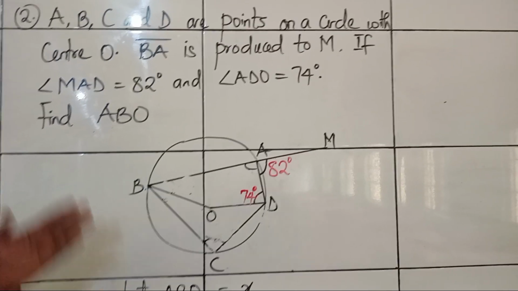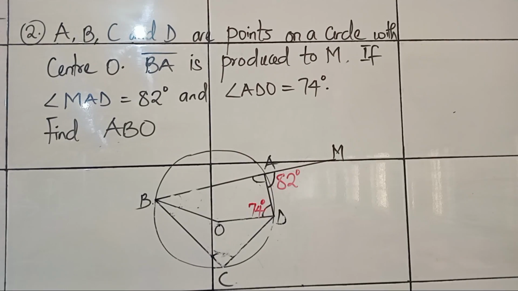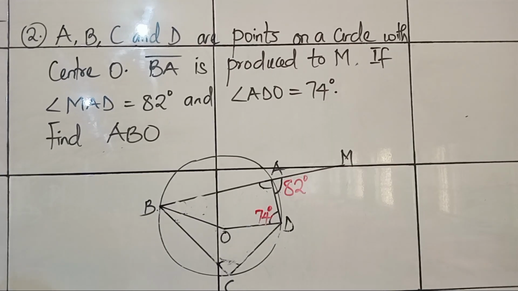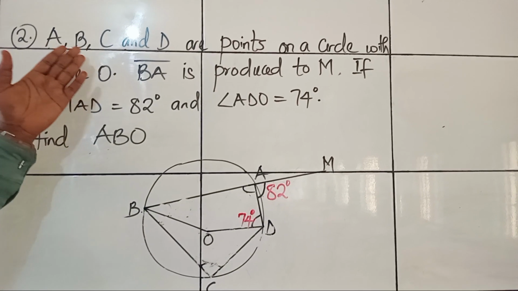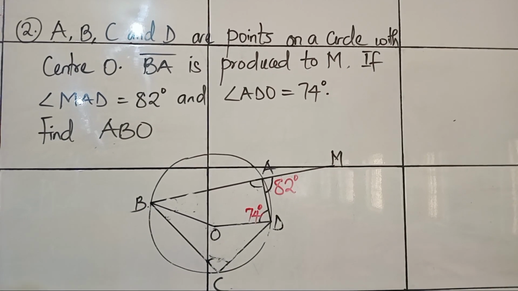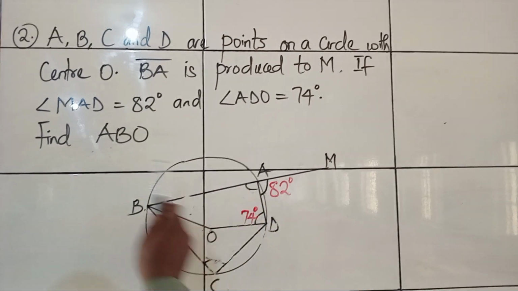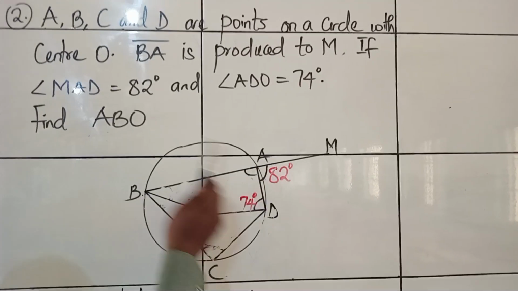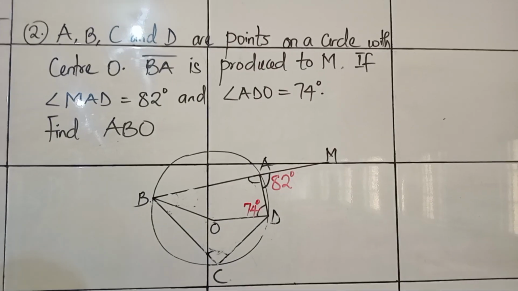So in today's lesson, we are going to tackle this circle geometry problem. The question is drafted from past WAEC questions. The question says A, B, C, and D are points on a circle. We are told that BA is produced to meet M, and if MAD is 82, then ADO is 74, then we're asked to find ABO.